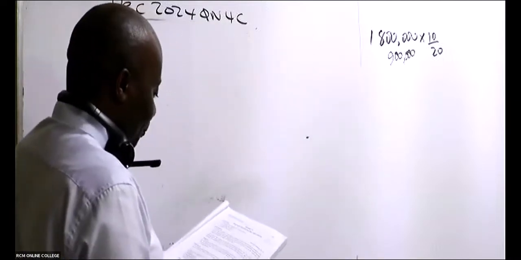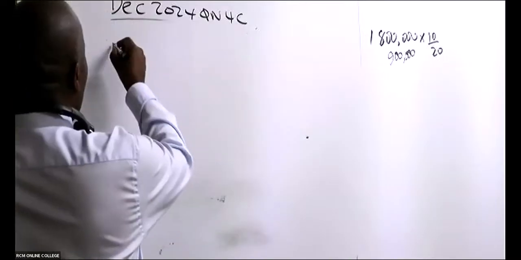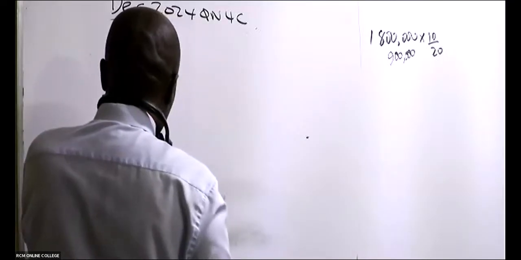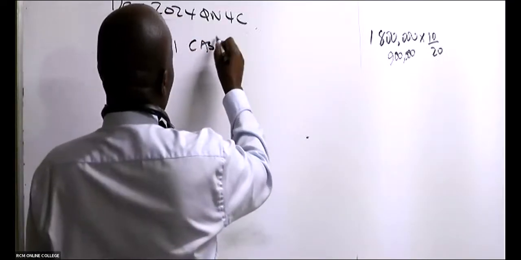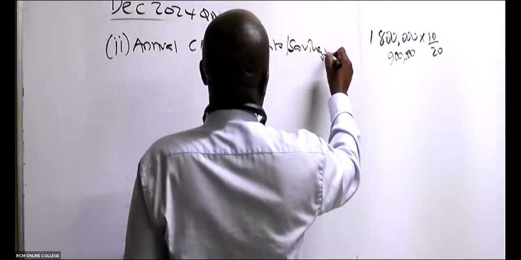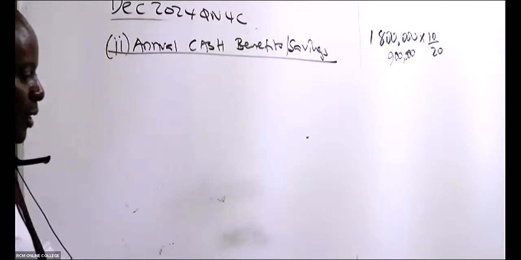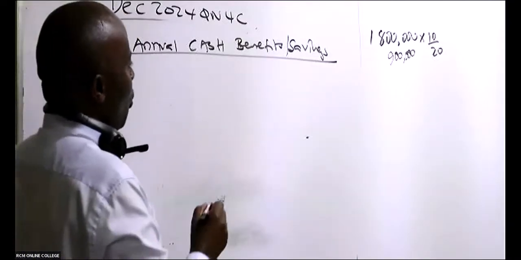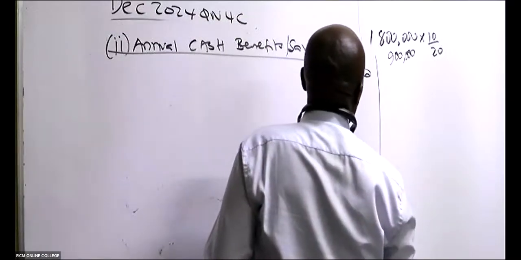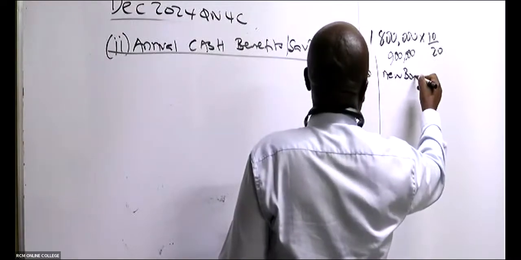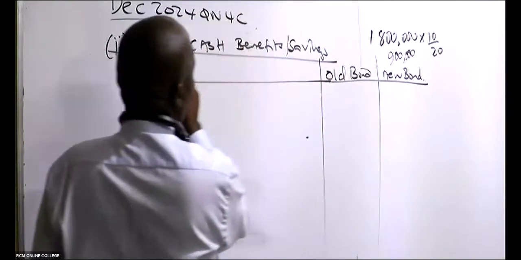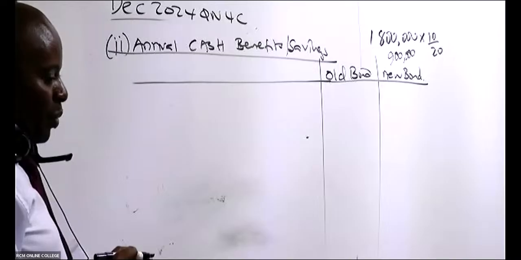We have here number 2. Annual cash benefits or savings. So then here we shall be able to compare 2 bonds, old bond, new bond. That's what you do. So old bond versus new bond.